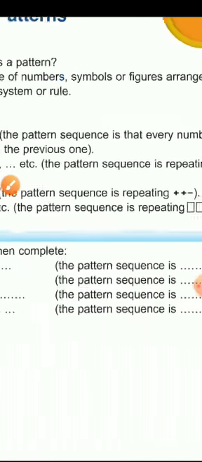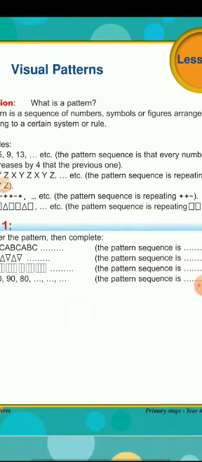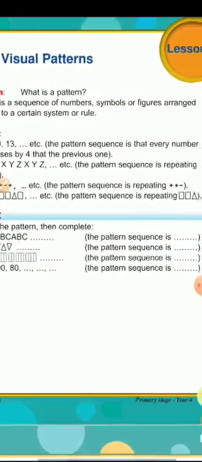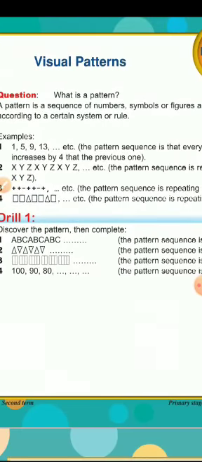Okay. So here the pattern sequence is what? The pattern sequence here is that each number is less than its predecessor by 10, or the pattern sequence is that every number decreases by 10 from the previous one.